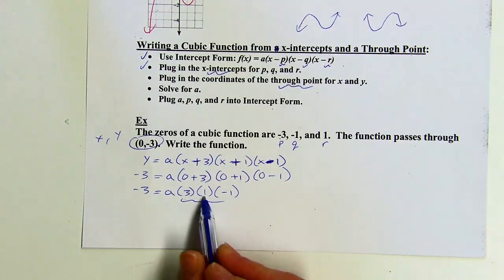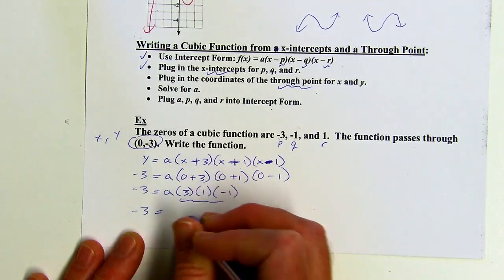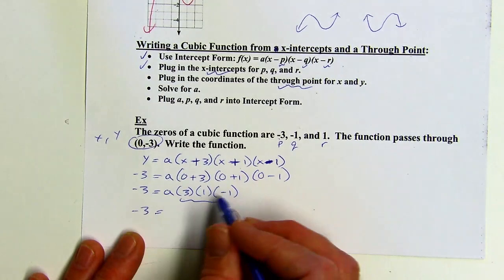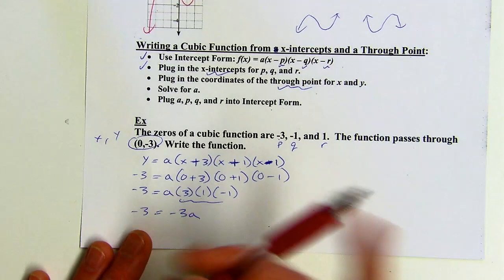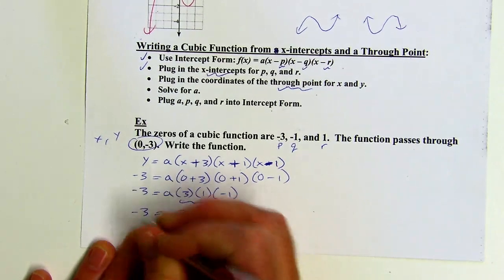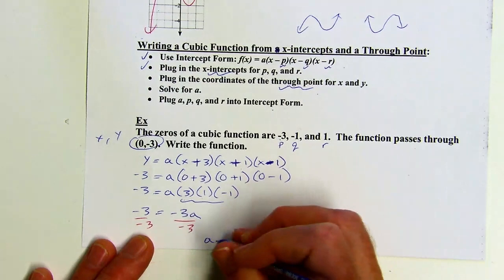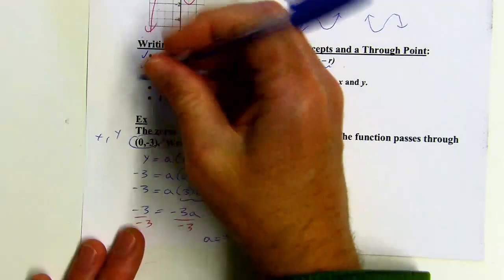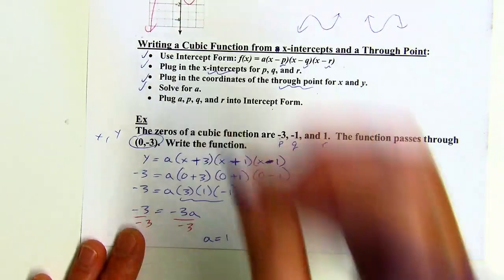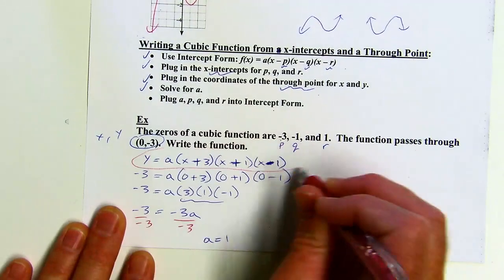Let's see, 3 times 1 is 3. Take the opposite of that, negative 3. So now I've got negative 3 equals, this would be a times negative 3, so negative 3a. Okay, now what I'm trying to do here is solve for a. So I'm going to divide by negative 3, and now I can see a is going to equal 1. Okay, so we plugged in the through point, and now we solve for a, and now we have everything we need. So it's going to look just like this.